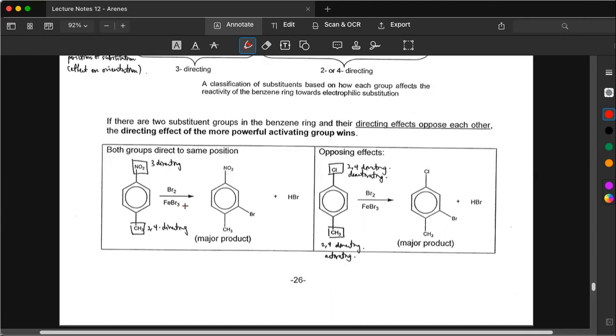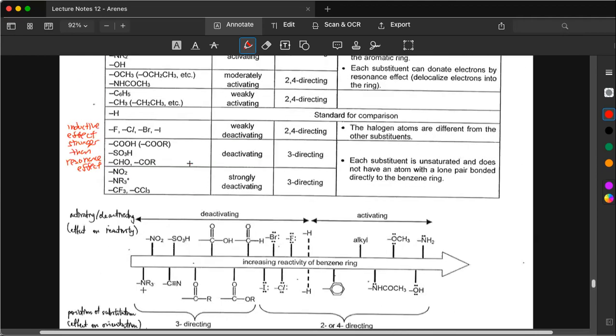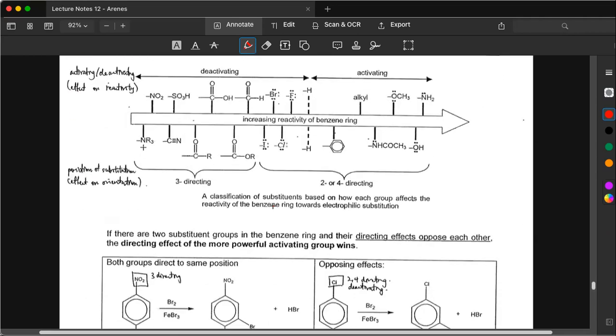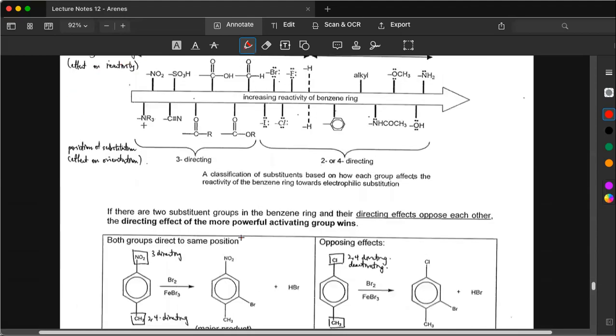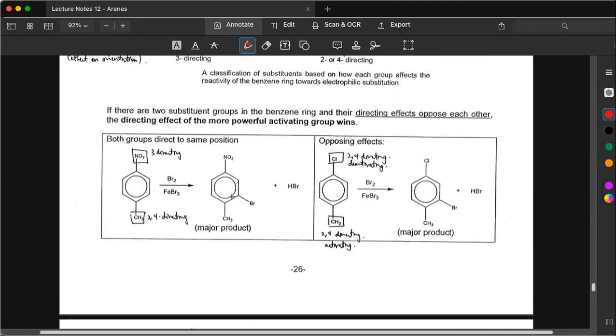So for example, we have this and this. Both groups will direct to the same position, 2. Then 1, 2, 3. We do 3 in this case because NO2 is 3 directing. Then CH3 is 2,4 directing. Both groups, 3 directing and 2,4 directing, agree. So this is good because from this perspective it is 2, from here it is 3.